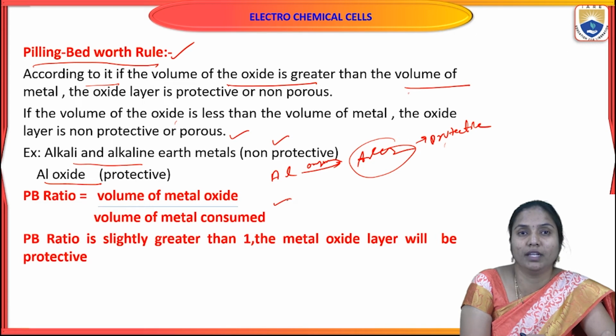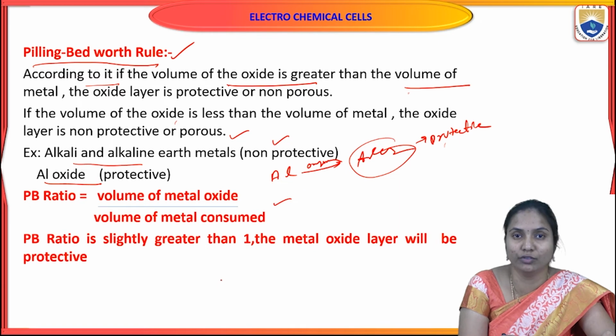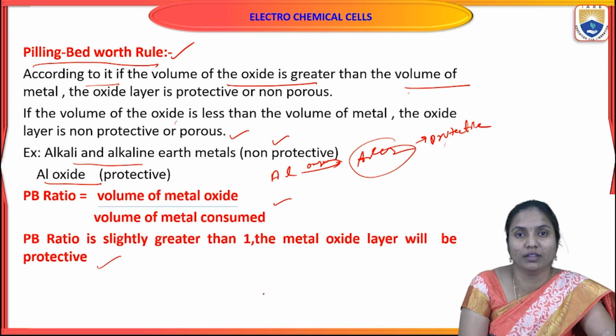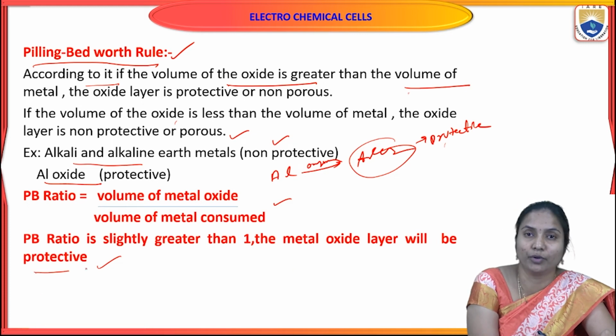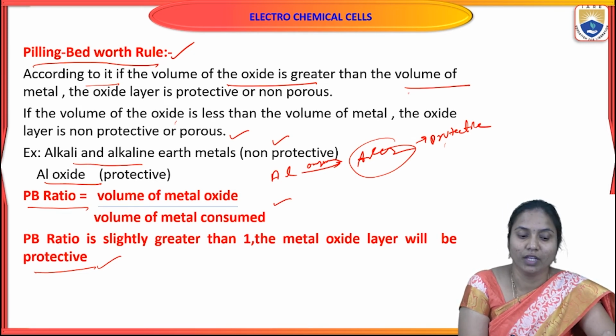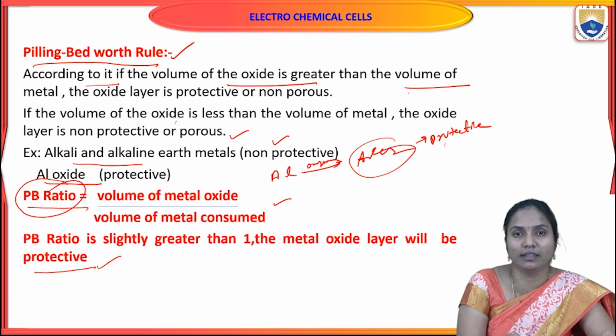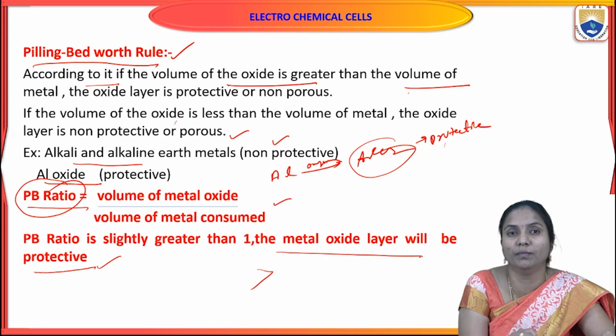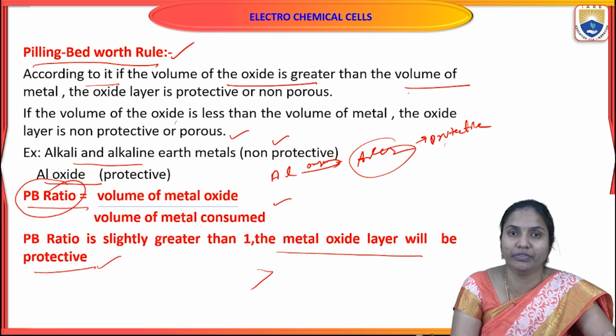The formula is the PB ratio, Pilling-Bedworth ratio, which is equal to the volume of metal oxide divided by the volume of metal consumed. If this PB ratio is slightly greater than 1, in this case the metal oxide layer will be protective. So how can we calculate the PB ratio? It is the volume of metal oxide by the volume of metal consumed. If the PB ratio is slightly greater than 1, the metal oxide layer will be protective. Otherwise it is non-protective according to the Pilling-Bedworth rule.